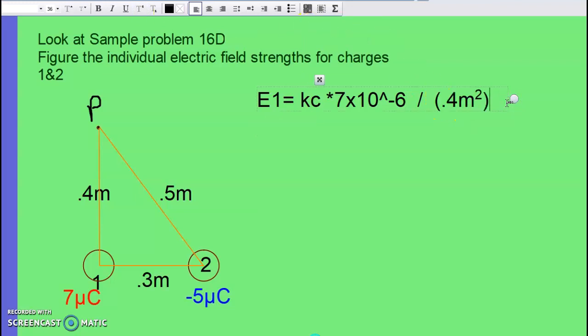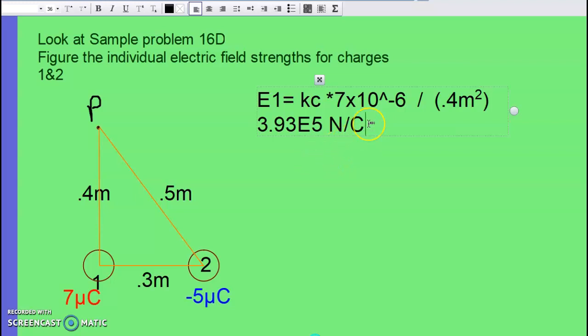And what you're going to do then is work through that calculation. Pause it while you calculate, because I actually want you to sit and calculate this. This one comes out to 3.93 times 10 to the 5th, and that is newtons per coulomb is your unit.